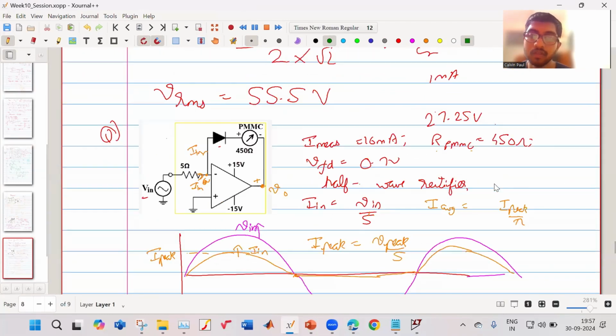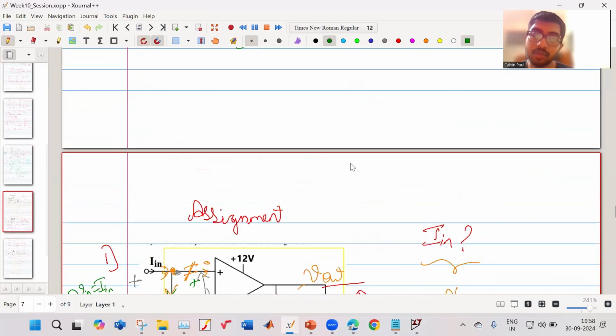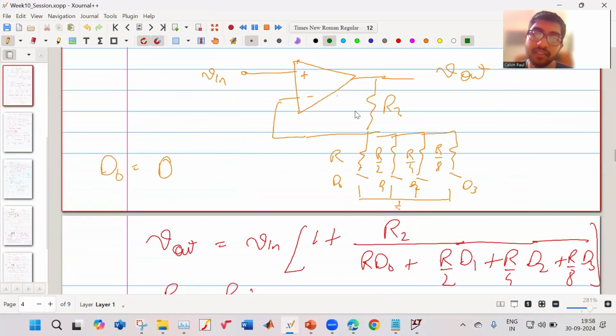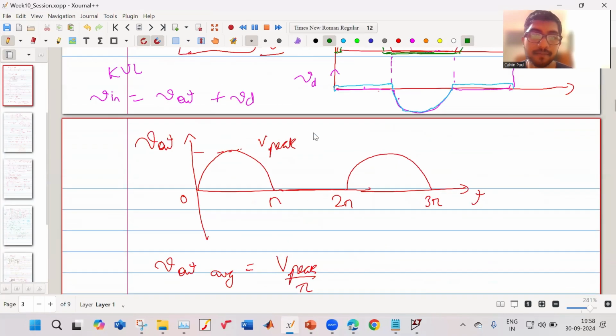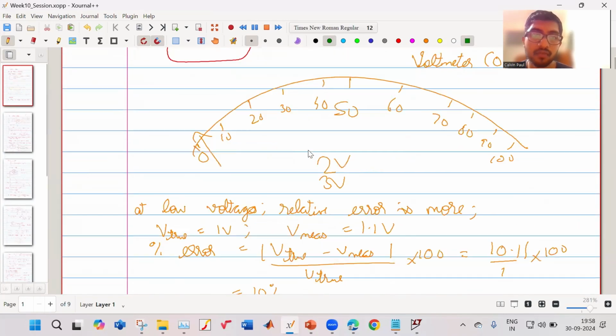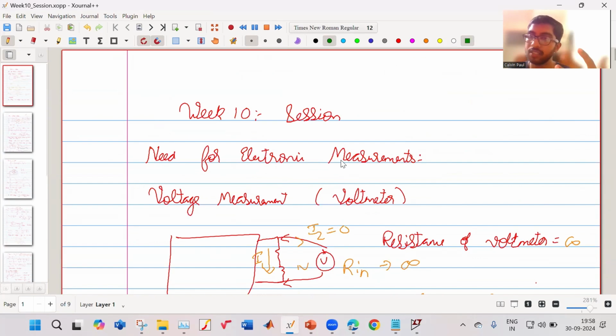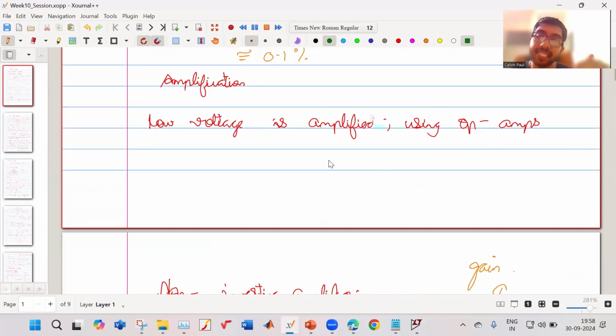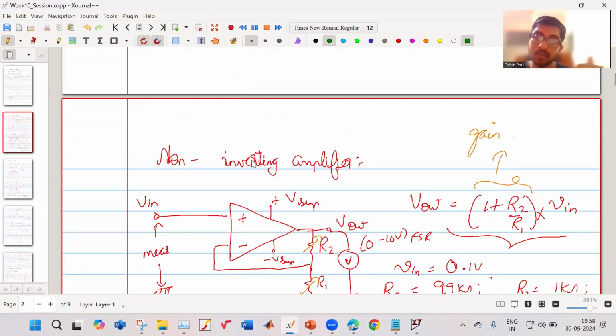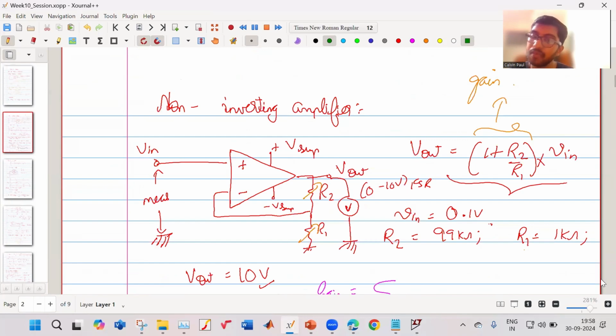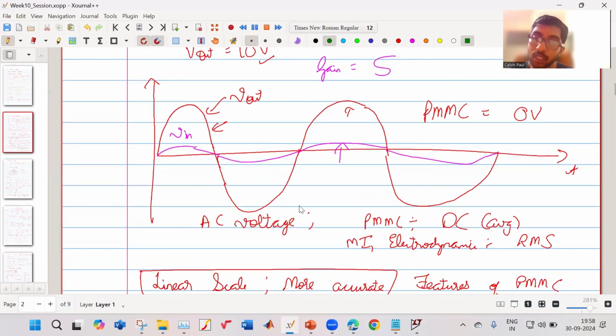Okay. So I'll just do a brief recap. So we first studied why do we need electronic instruments? Why can't an ammeter or voltmeter always work exactly? Why do we sometimes need amplification? Then we studied a non-inverting amplifier. What is the gain? How do the waveforms look, which we also saw using the LTSpice simulation.